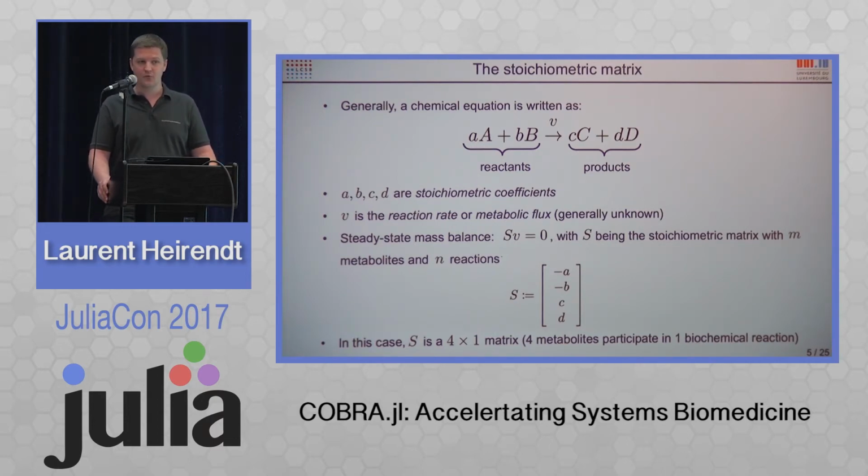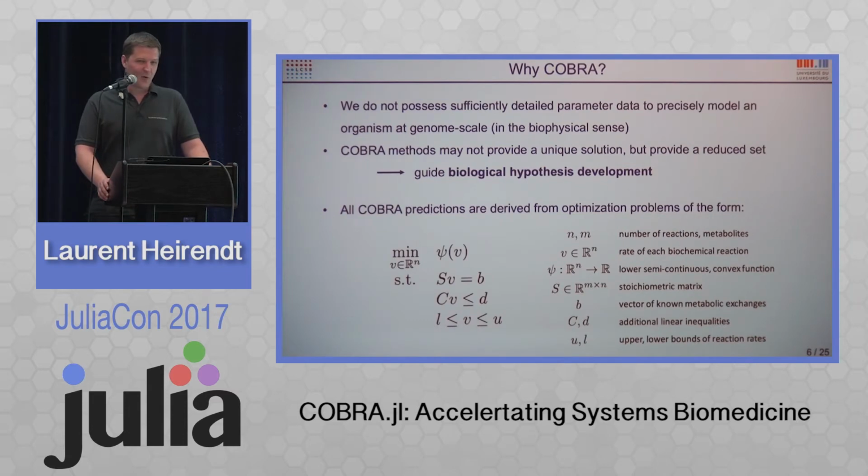And S, in this case, would be defined as a 4x1 matrix, so there are 4 metabolites, 2 would be consumed, 2 would be produced, so you would have minus a, minus b, and then c and d would be the quantities that will be produced. So that's all very easy. Now just imagine you have 10,000 reactions, or 100,000 reactions or more. So why exactly do we need COBRA? Well, essentially, we don't have yet enough information to actually model a biochemical system.